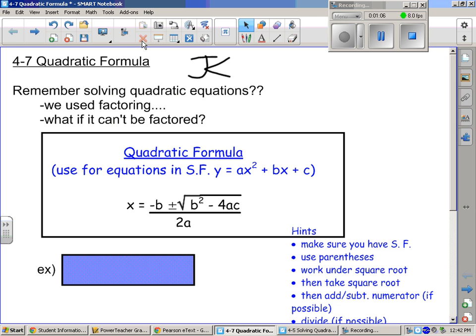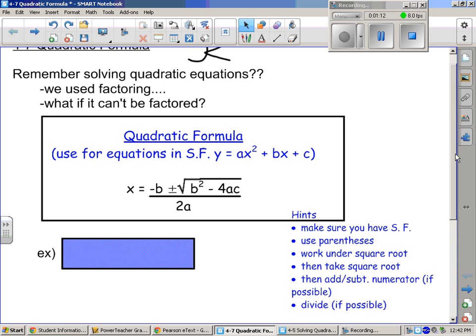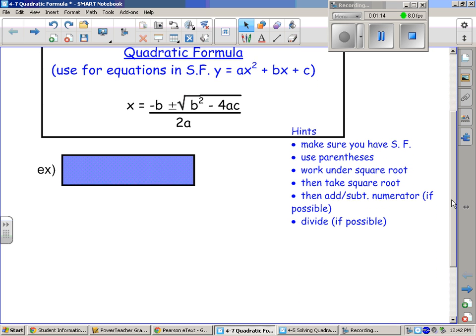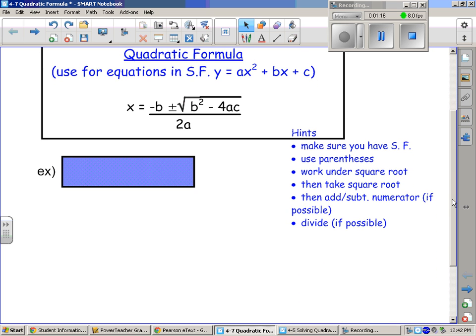That's pretty scary looking. Yeah, well, it's not difficult to use though. All right. So we have to remember our A's and B's and C's. That comes from right here. A, B, and C just get plugged right into the formula. And then all you have to do is work it out.